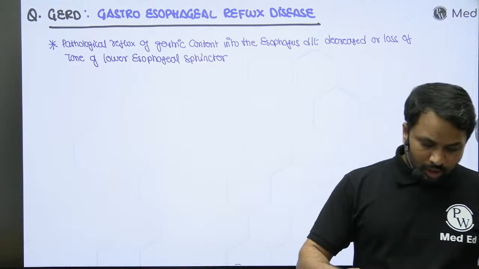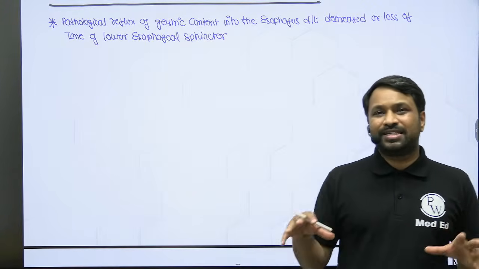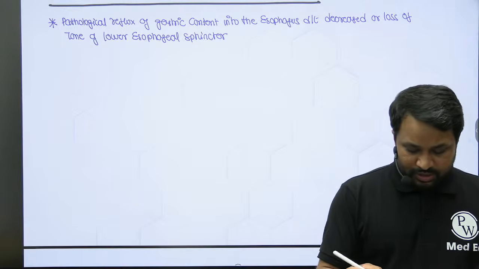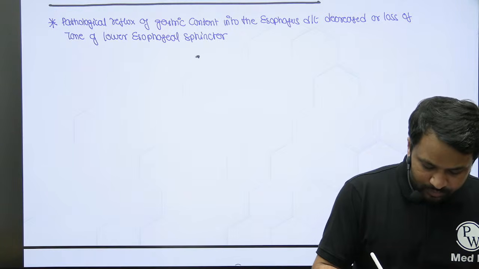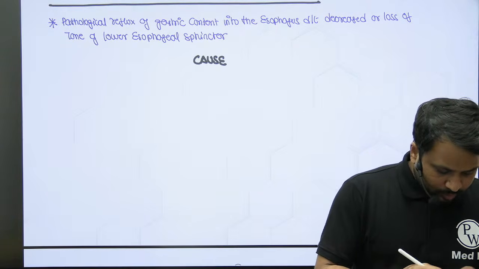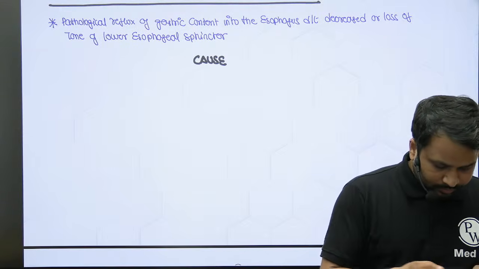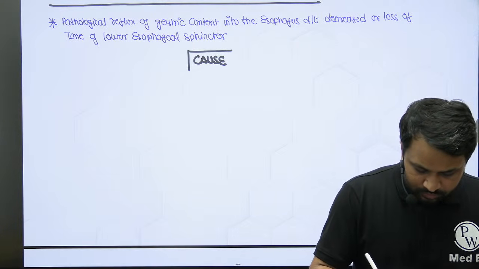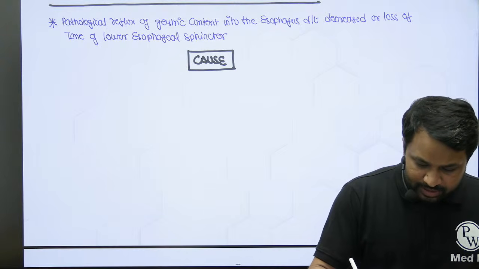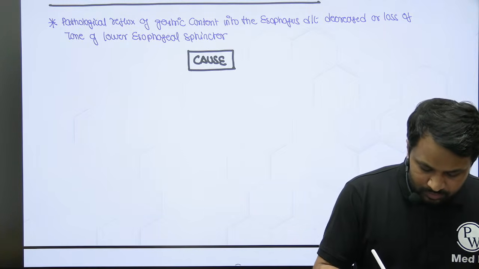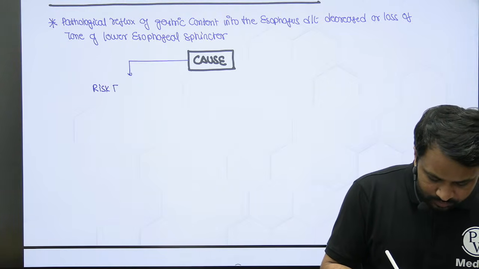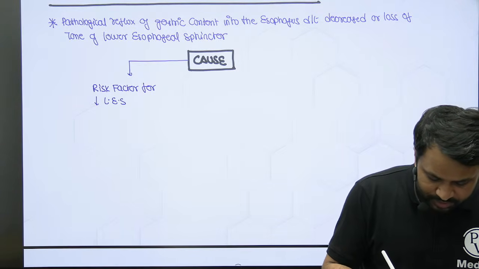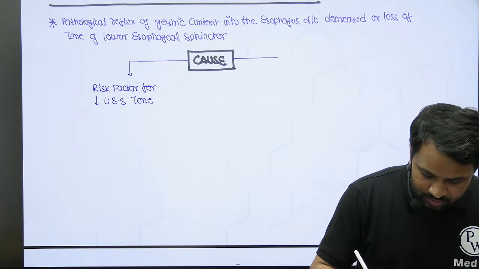Now, when you talk about the reason why there's a decrease in the tone of the lower esophageal sphincter, when you talk about the causes in general, I'm going to divide the causes into two important components: one that decreases, or is a risk factor for decreasing, the lower esophageal sphincter tone, and then risk factors directly for GERD.